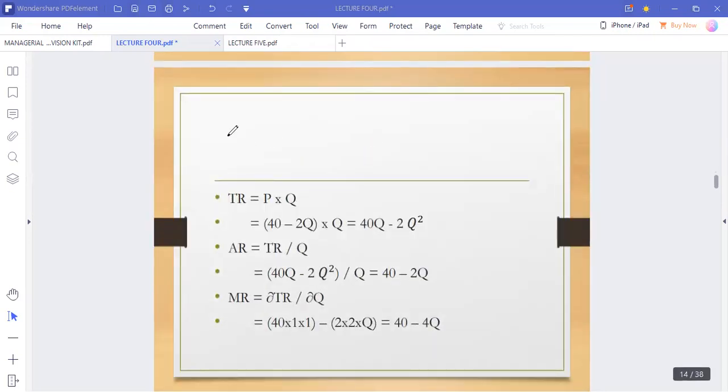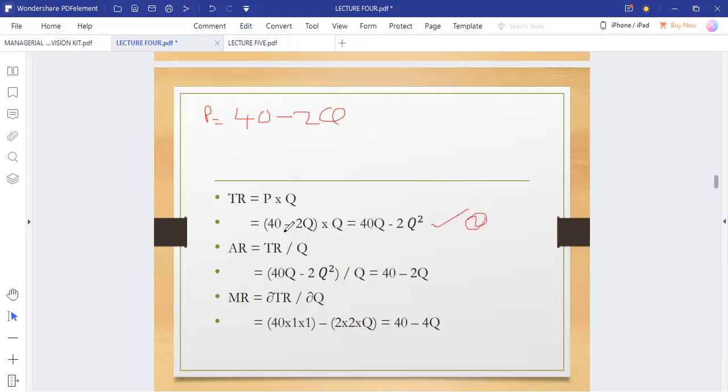And we're given our demand function as follows: 40 minus 2Q. So how do you find the total revenue? Total revenue is price times quantity. 40 minus 2Q, then we multiply by the quantity. So 40 by Q is 40Q. 2Q by Q is 2Q squared. So this is our total revenue.